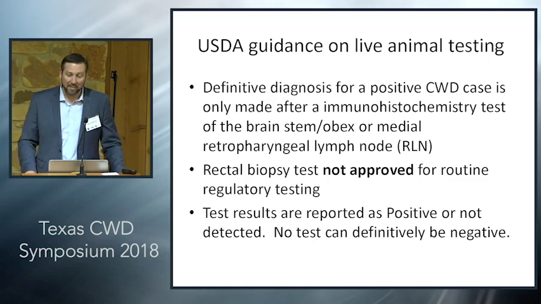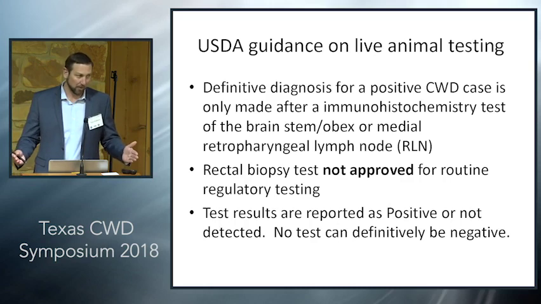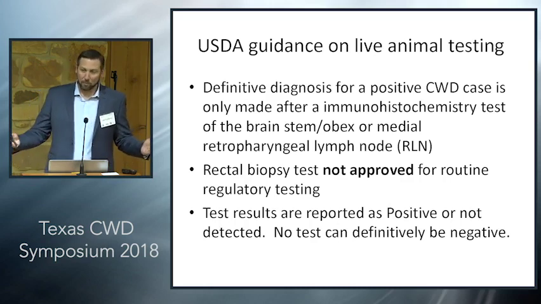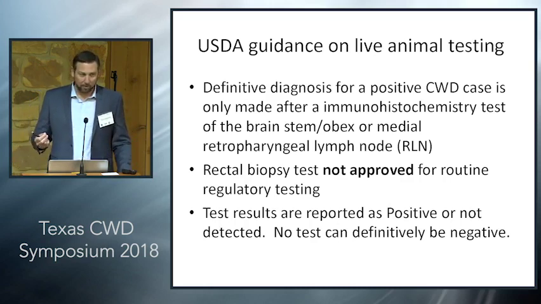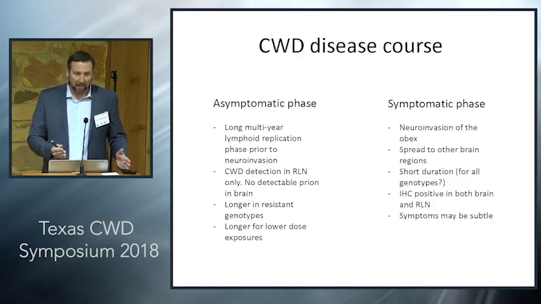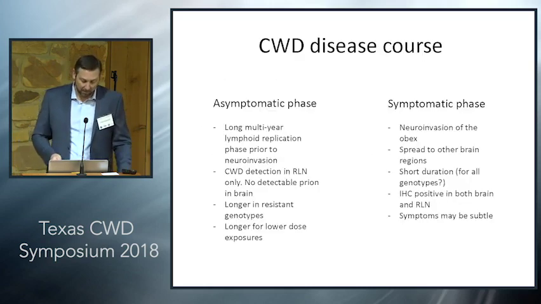And that's important because even the retropharyngeal lymph node is not positive until after a certain point of disease. So we could inoculate a deer and then wait a certain amount of time, and that retropharyngeal lymph node can be negative in very early CWD. And that animal could eventually develop CWD, but it would have been undetected.